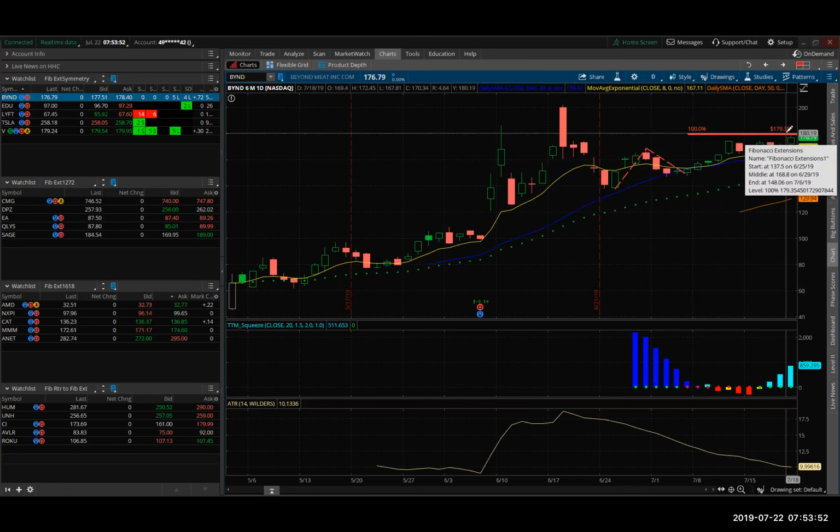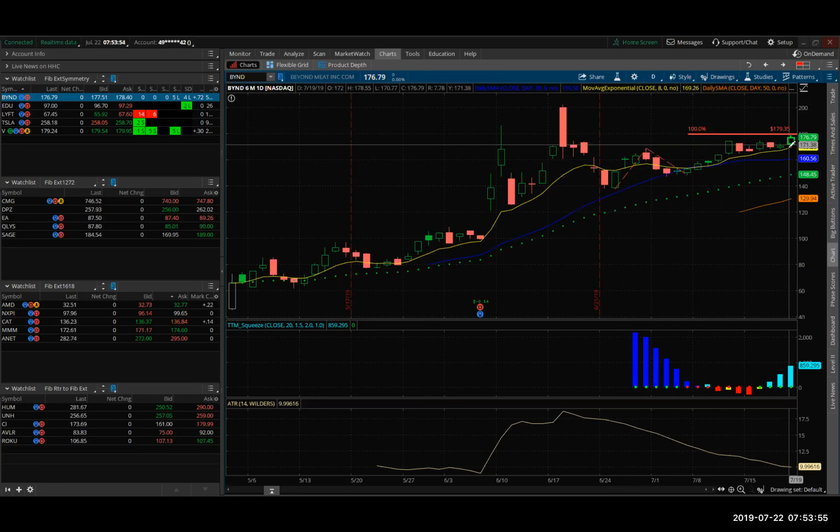symmetrical level. If you didn't know that was there, you might get in this stock and you're trading the options, or you're trading the stock and you're like, oh, this thing's going. But you didn't realize there was resistance right here at this 179 area. Well, that's the symmetry, right?